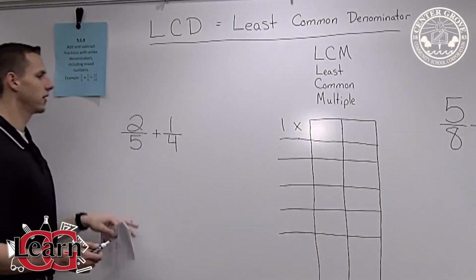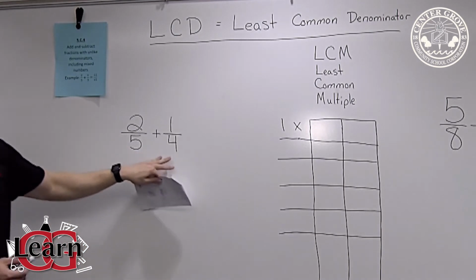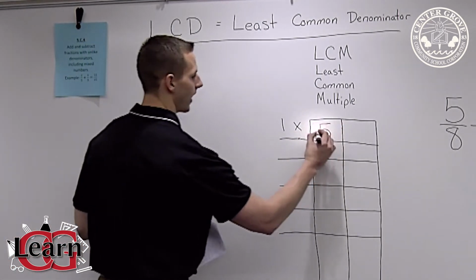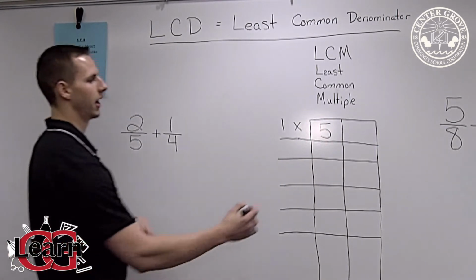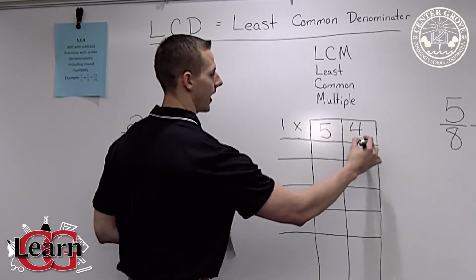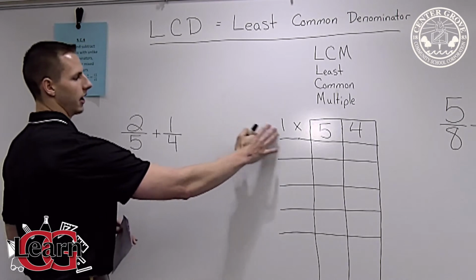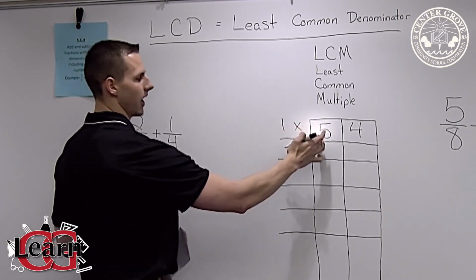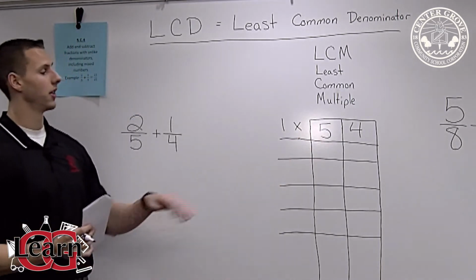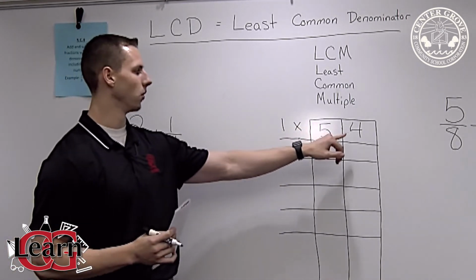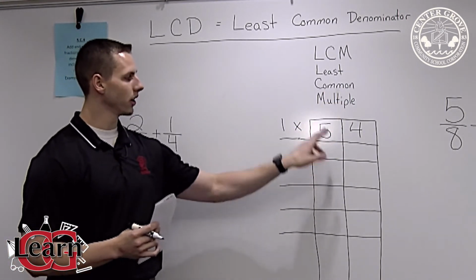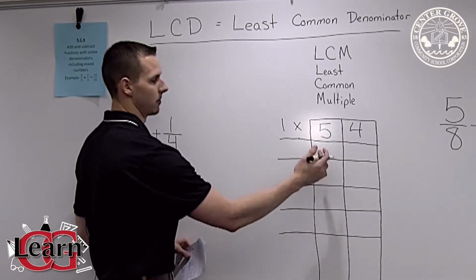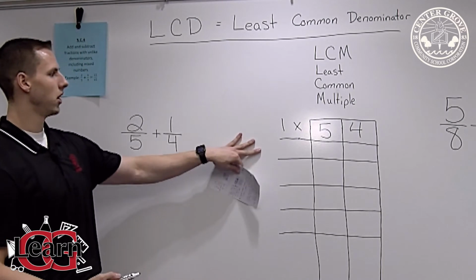The way we do this is we take both of the denominators and we make a little chart. So we're going to take our 5 from this fraction and our 4 from the other fraction. The 1 and the x here stands for 1 times. So we know that 1 times 5 gives me 5. And we know that 1 times 4 gives me 4. So what we're going to do is use this chart going down to see when we can find a common denominator. So we're going to use multiples here.